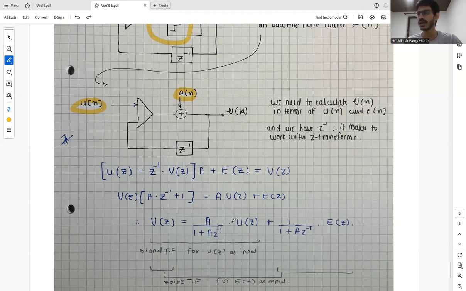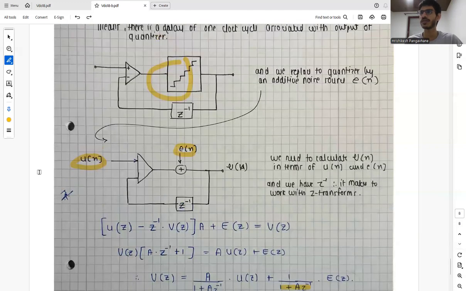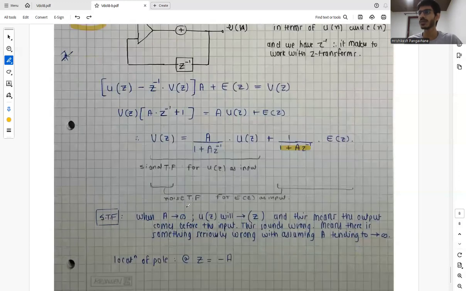And we can simply say that this is the signal transfer function for U of Z as input with respect to the output, and this is the noise transfer function for E of Z as an input, and the denominators are the same. It is the same as how we designed filters. We have a transfer function, which shows us the response of the system. It is the same, but one is with respect to the signal and the other with respect to the noise, because we have two sources, a signal source and a noise source. So we have a signal transfer function and a noise transfer function.